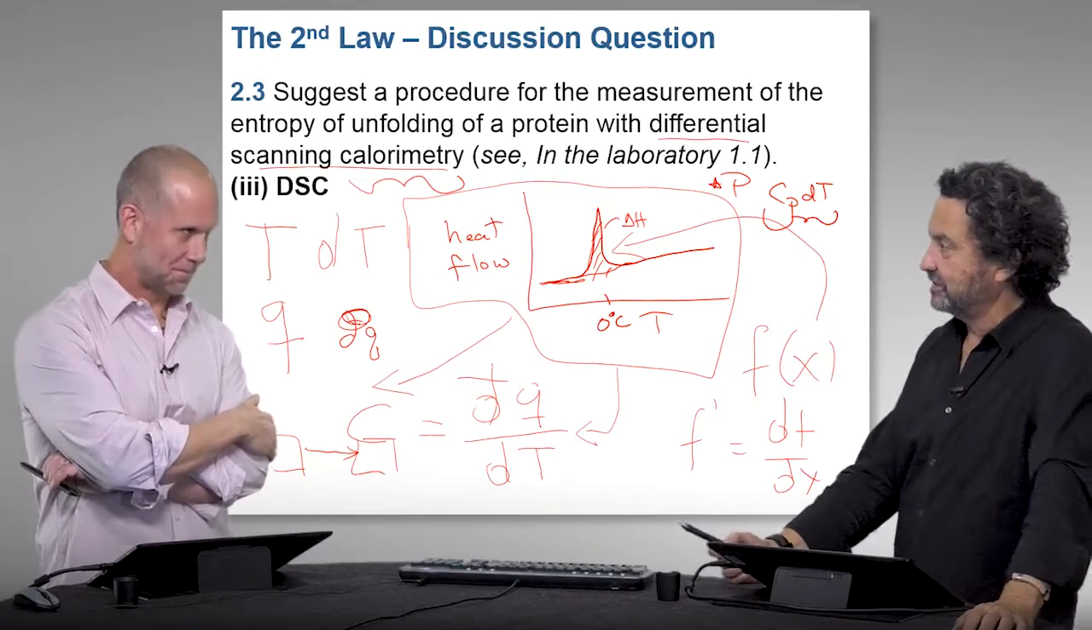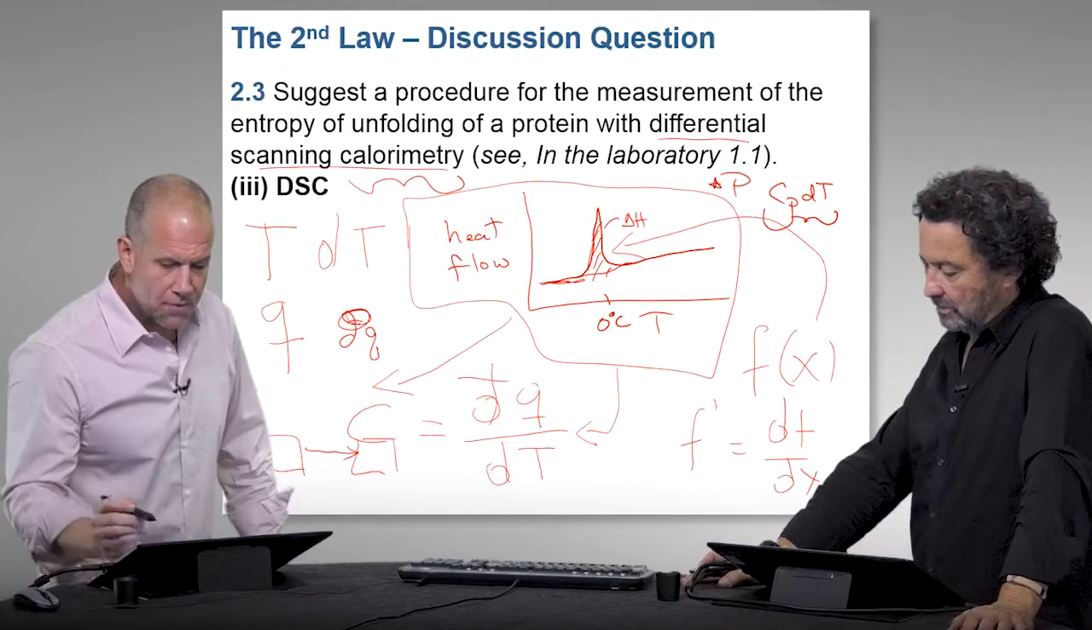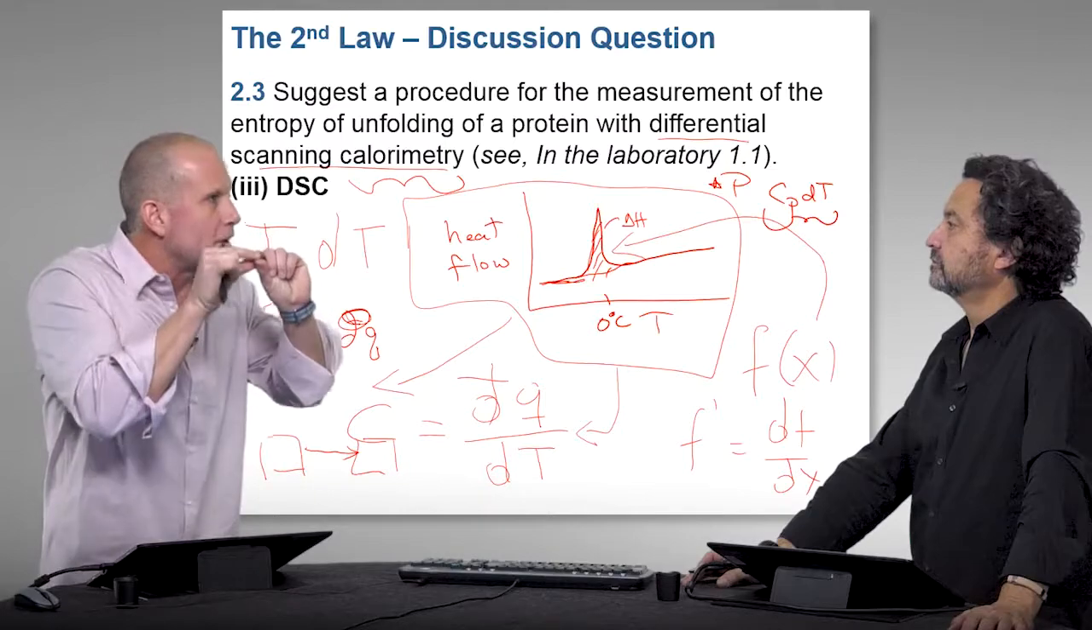Yeah, and you know, is it possible to do differential scanning calorimetry under constant volume conditions?